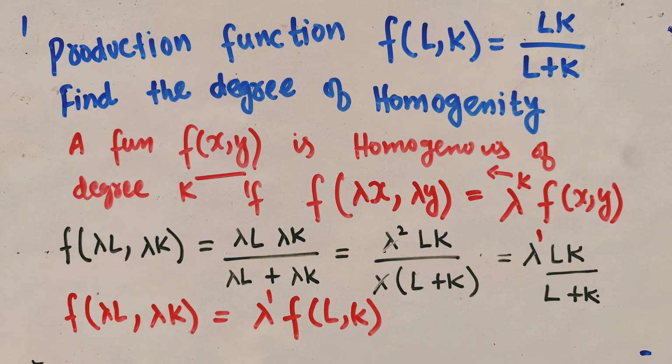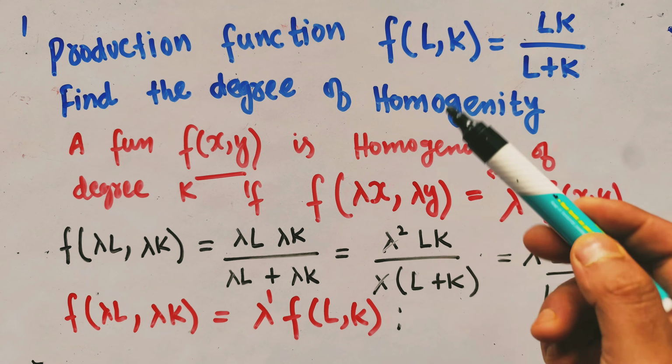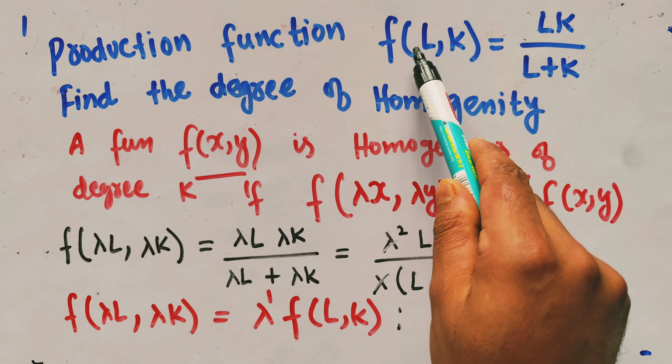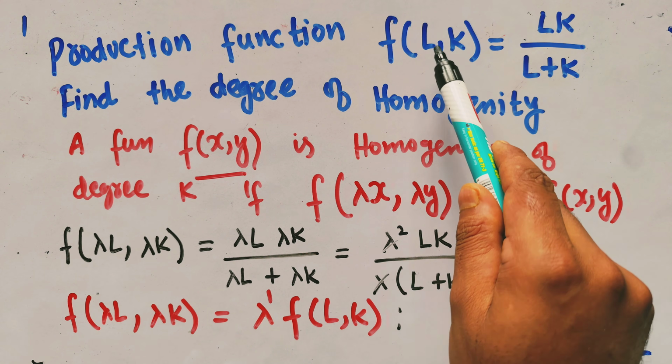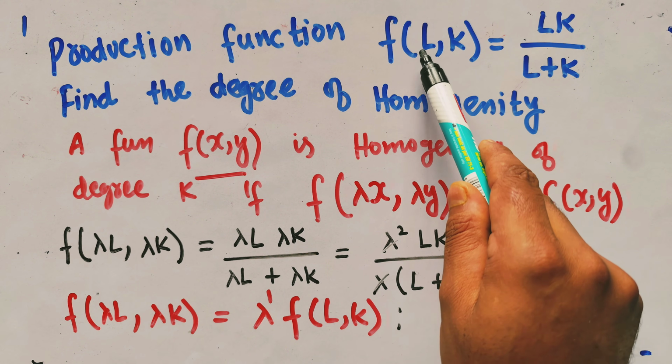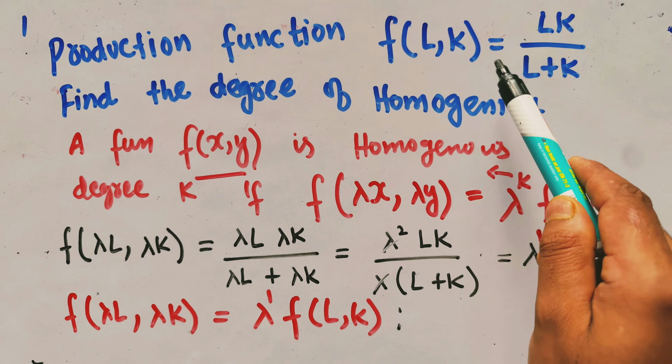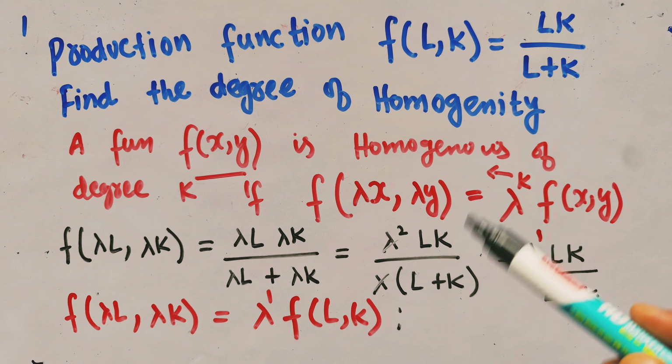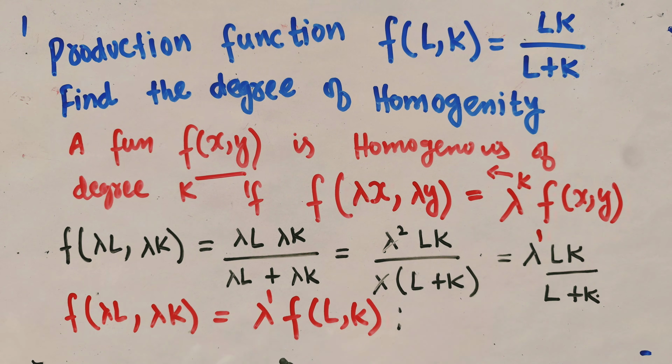What exactly is meant by this? It simply tells us that if we increase both labor and capital by a factor lambda, output will be increased by lambda raised to the power 1. So this denotes our degree of homogeneity. This function is homogeneous of degree 1 here.